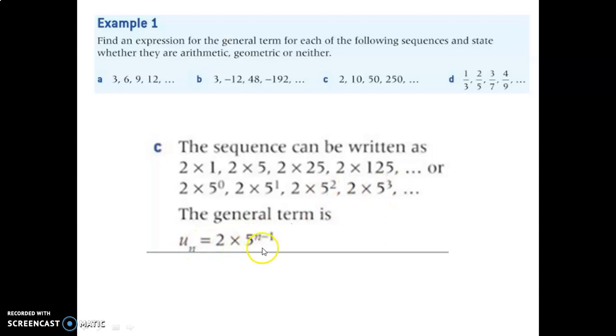So here's our general rule. 2 times 5 to the power n minus 1. Again, n minus 1 because this is 1 lower than the term number, always. Okay, I hope you're getting the hang of it. D is a little tricky. Let's see if you can come up with it.